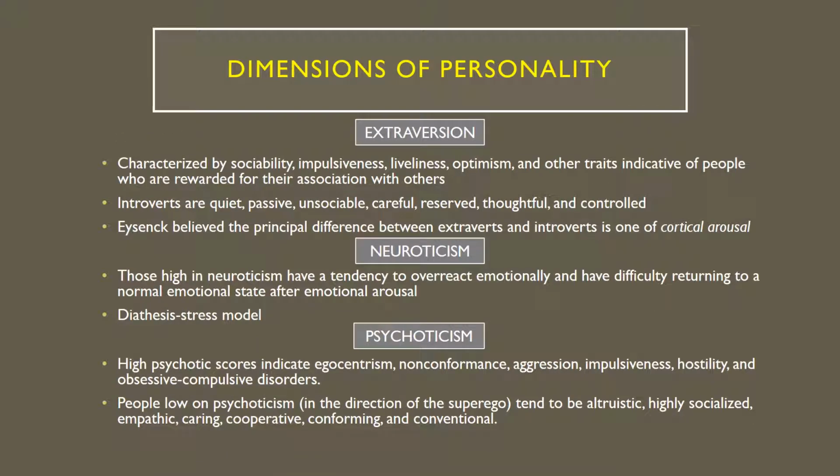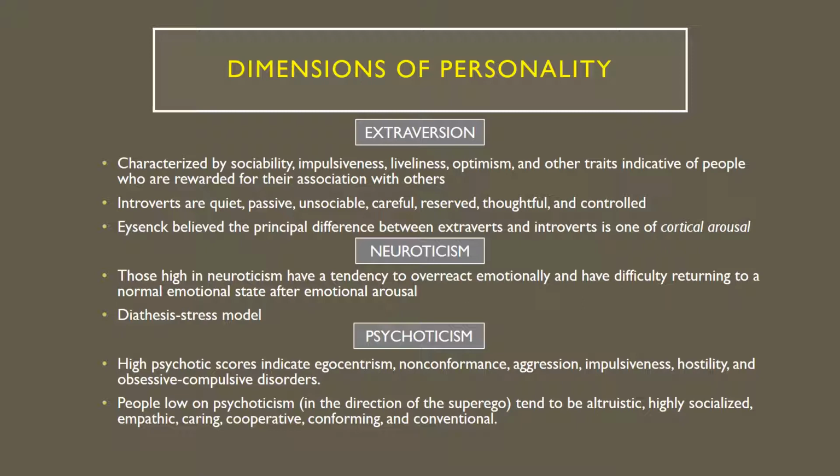Now, Eysenck also provided descriptions of each of the 3 dimensions. Individuals high in extroversion are characterized by sociability, impulsiveness, liveliness, optimism, and other traits indicative of people who are rewarded for their association with others. They like to be around people. Introverts are quiet, passive, unsociable, careful, reserved, thoughtful, and controlled. Eysenck believed the principal difference between extroverts and introverts is one of cortical arousal. Like extroversion and introversion, neuroticism stability is largely influenced by genetic factors.